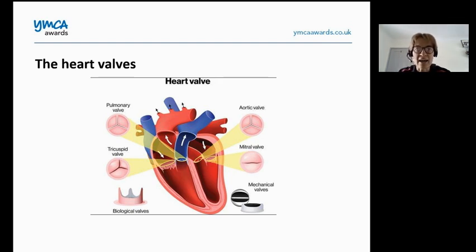The other two to look at are our pulmonary and aortic valves, which are also called our semilunar valves, and they occur in our pulmonary artery and in our aorta, and these prevent backflow into the ventricles.